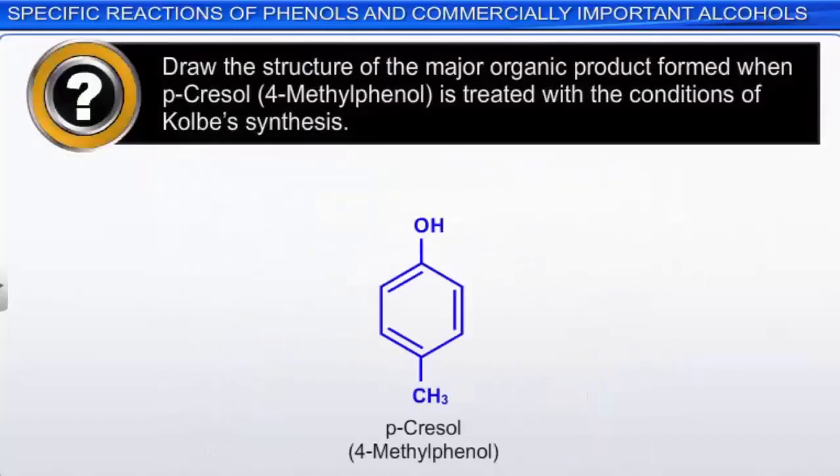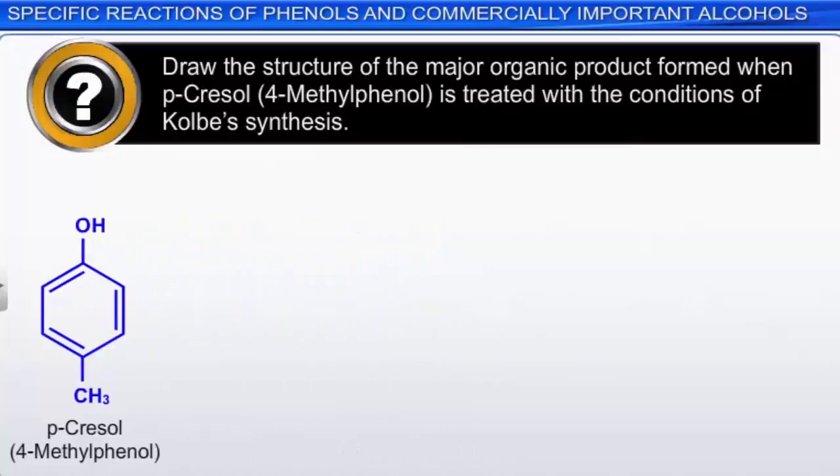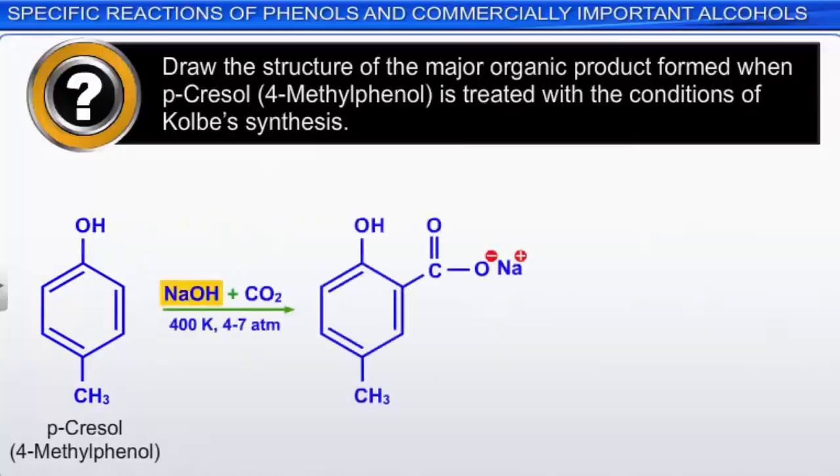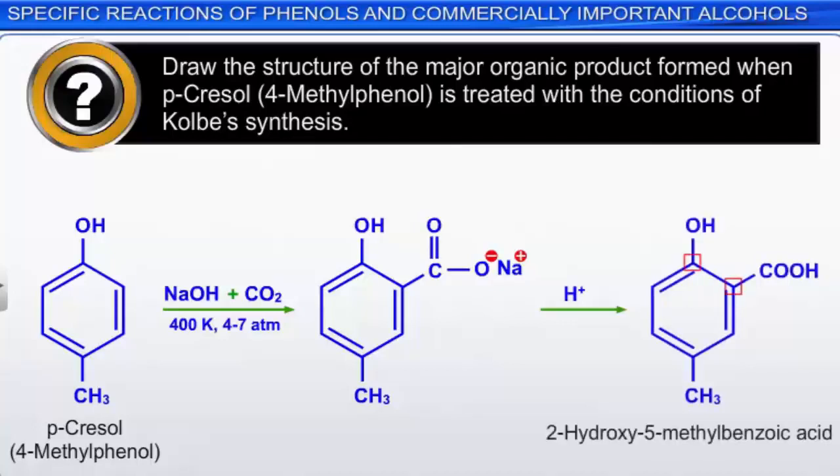Here is a problem for you to solve. Draw the structure of the major organic product formed when para-cresol, 4-methylphenol, is treated with the conditions of Kolbe's synthesis. Alkyl derivatives of phenol react in a manner very similar to phenol. Treatment with sodium hydroxide, followed by heating with carbon dioxide at high pressure, and then acidification, forms an ortho-hydroxybenzoic acid derivative.